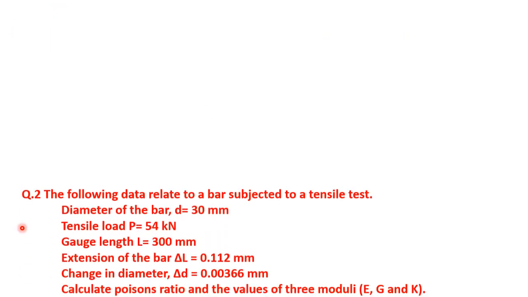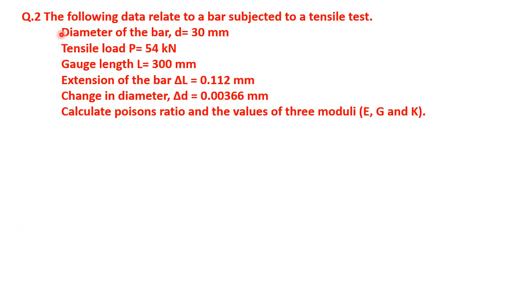Now, the next question is this one. Here, it says that the following data relate to a bar subjected to a tensile test. The diameter of the bar D is equal to 30 mm and tensile load P is equal to 54 kilonewton and gauge length, that is denoted by the term capital L, is equal to 300 mm and extension of the bar delta L is equal to 0.112 mm and change in diameter delta D is equal to 0.00366 mm. So we need to calculate here the Poisson's ratio and the values of three moduli.